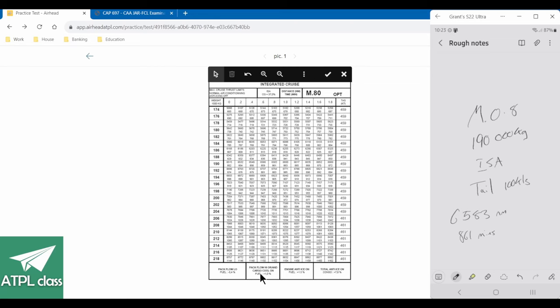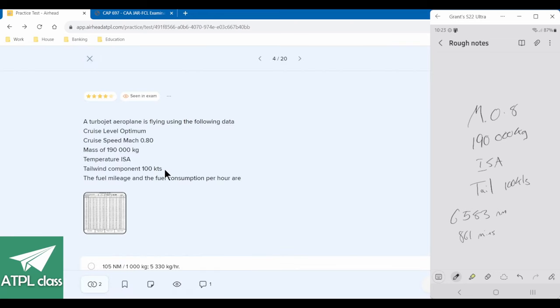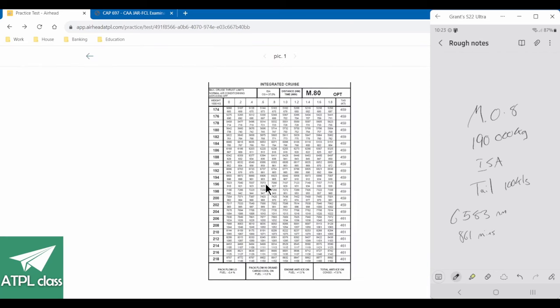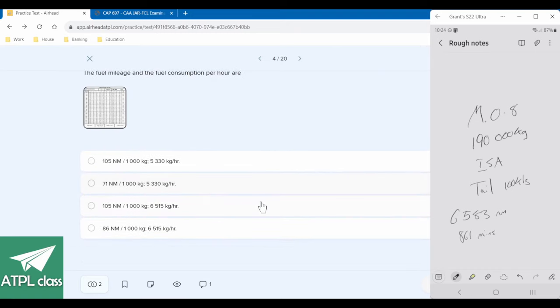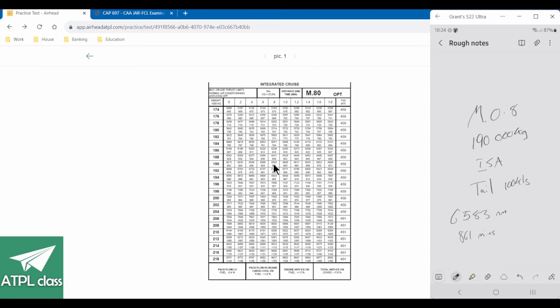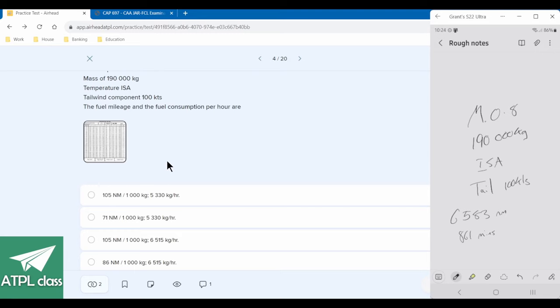It doesn't say anything in the question about pack flow, anti-icing or anything like that, does it? Tailwind component of 100 knots. Is there anything in there that mentions tailwind? I don't think so. Mach, normal air conditions, anti-icing. Mach 0.8 is optimum, that's what we're doing. True speed, fuel mileage, and the fuel consumption per hour. What is going on here? I'm a bit confused. 861 minutes and 6583. Neither of them are the answer. 190,000 kilograms, 0.8, 6583, 861. The fuel mileage and the fuel consumption per hour. So that's nautical miles and minutes, not fuel consumption.